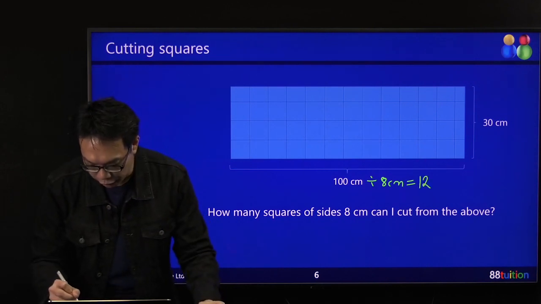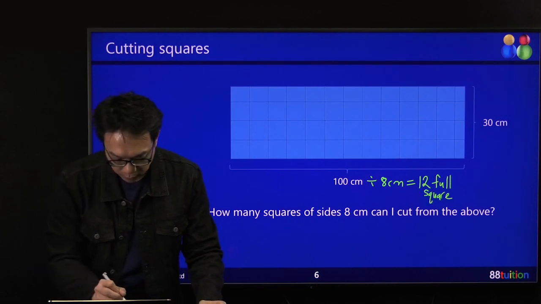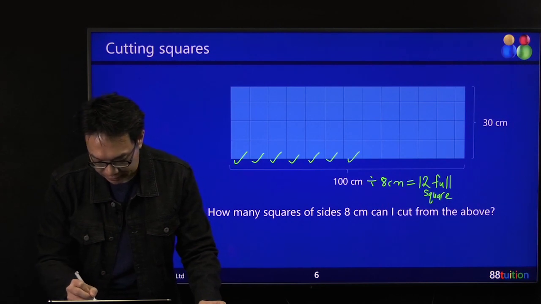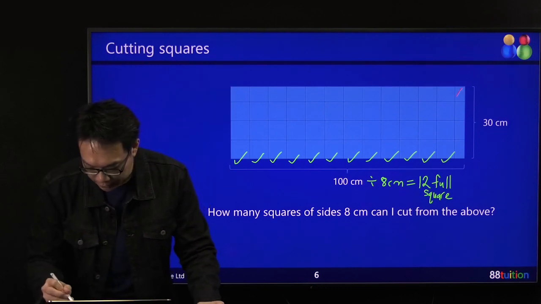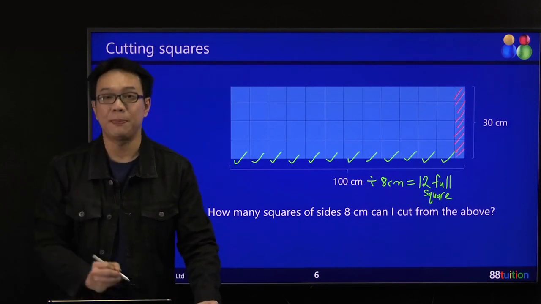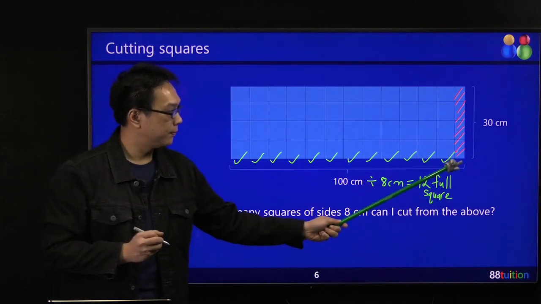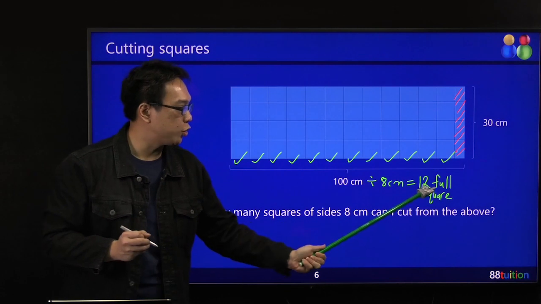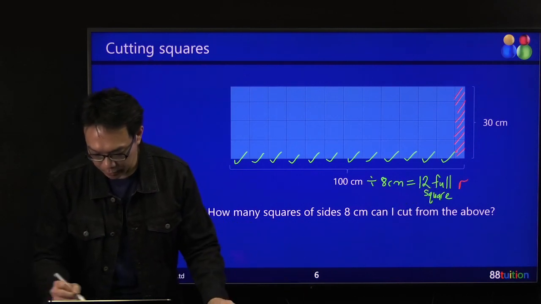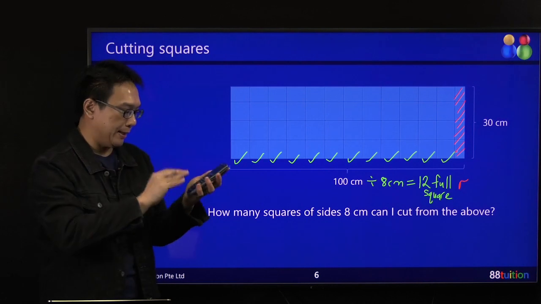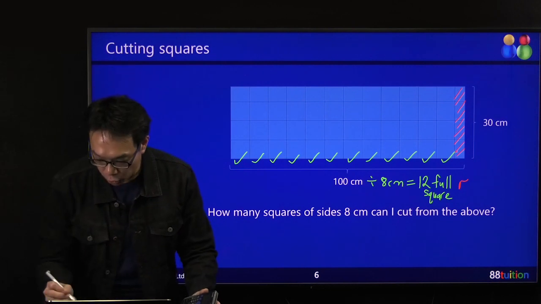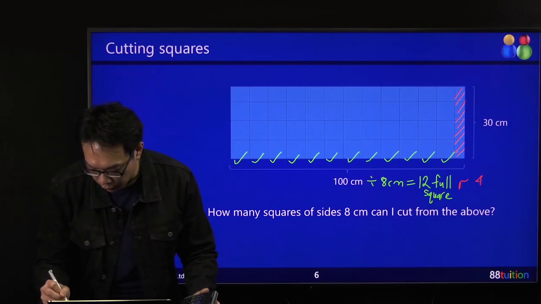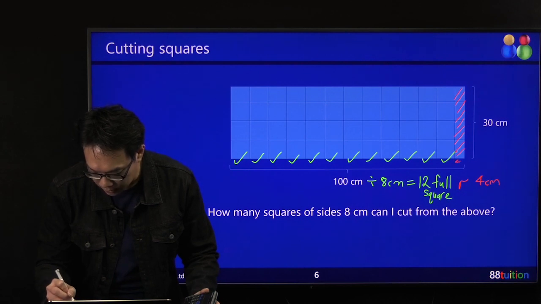There are 12 full squares. Is it correct now? 1, 2, 3, 4, 5, 6, 7, 8, 9, 10, 11, 12 full squares. And down here is called the wastage, or this part is being wasted. What's the remainder? 12 times 8 is equal to 96 centimeters, but the whole length is 100. So 100 minus 96, you got an extra 4 cm that is being wasted. So this part is 4 cm.